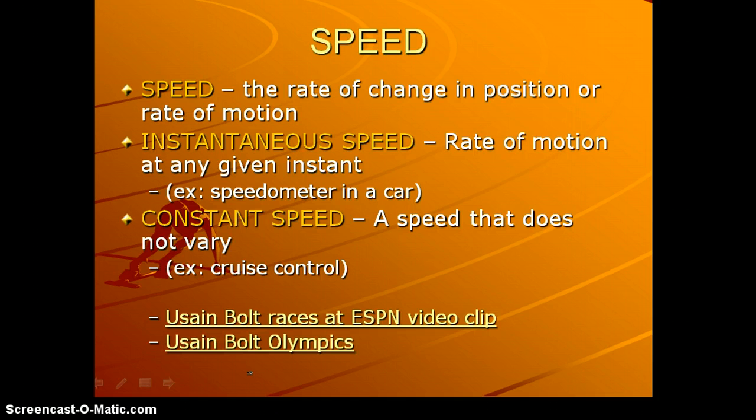Constant speed is looking at a speed that never changes. So you maintain the same speed over a period of time, and an example of that would be cruise control.